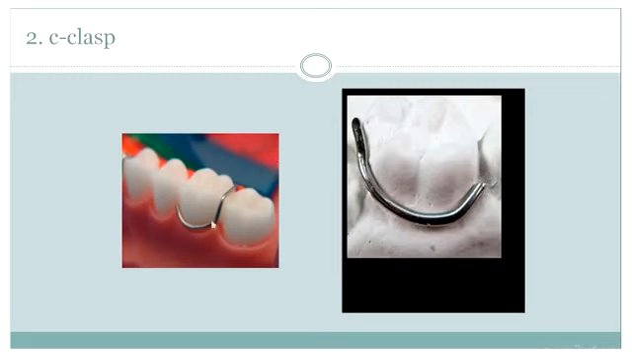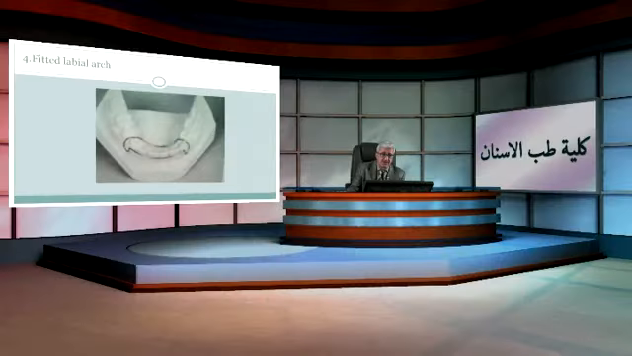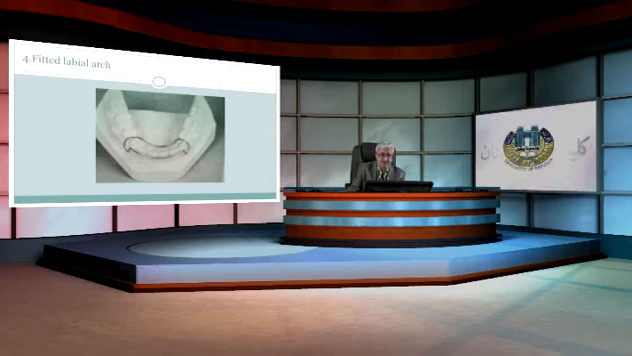The C-clasp is constructed very easily, as in the prosthodontic department during construction of the removable partial denture, and this is also used as a retentive element. Sometimes we need it because the tooth is partially erupted and we cannot use an Adam or another clasp. Sometimes we need to use the C-clasp.